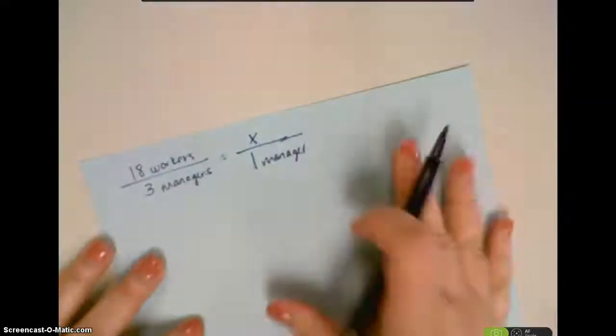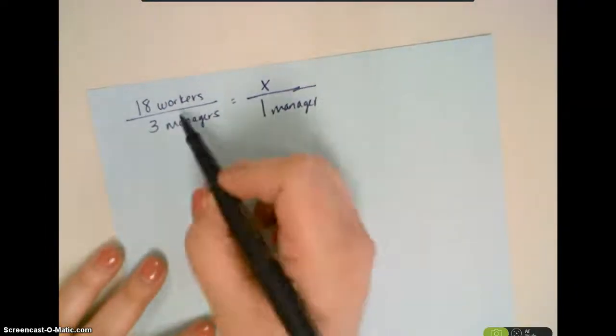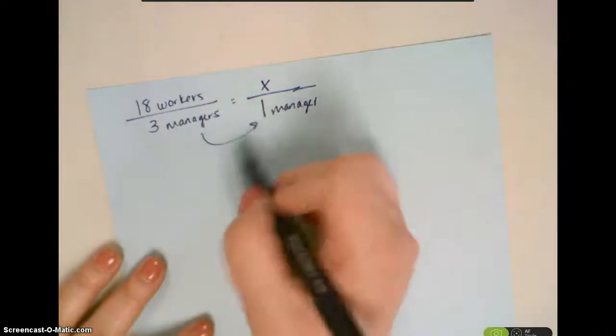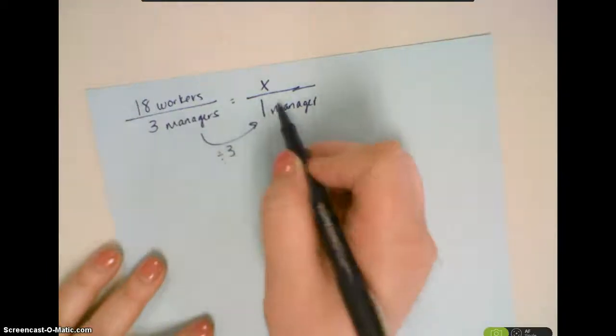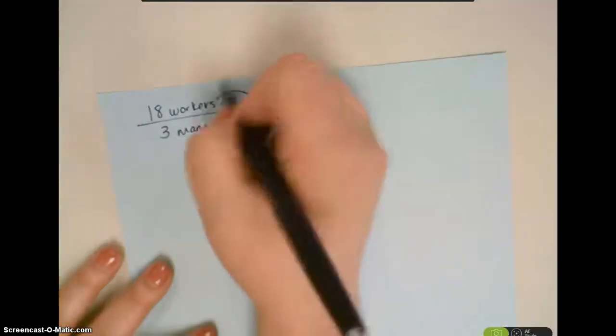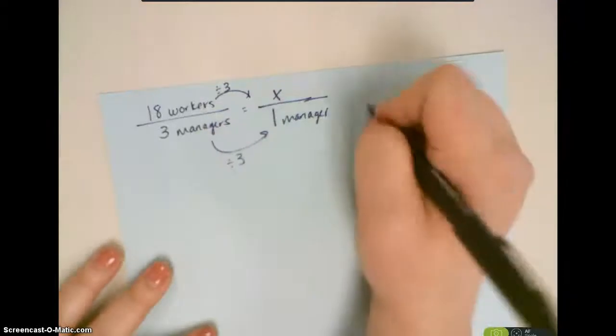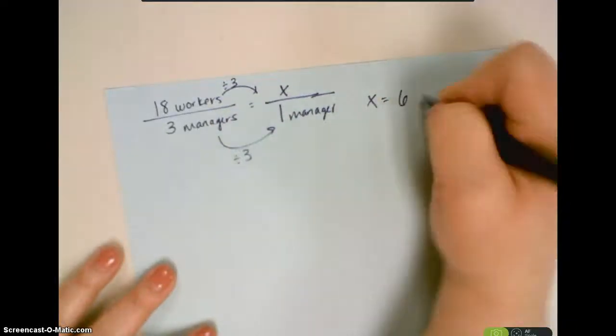Okay. So again, I still have my comparison of 2 things. My managers are on the same line, my workers are on the same line, but now I can see that I would multiply to go this way, but because my numbers are over here, I'm going to need to just divide by 3, because 3 divided by 3 is 1. And so I would do the same thing on top, 18 divided by 3. So X is going to be equal to 6 workers.